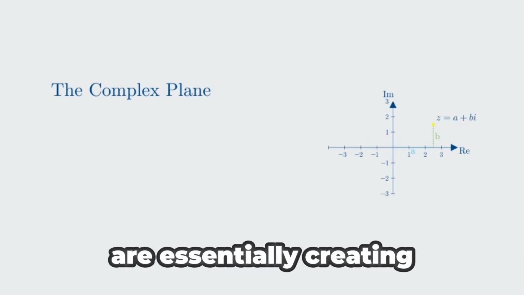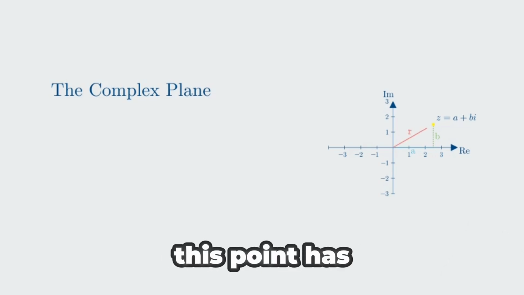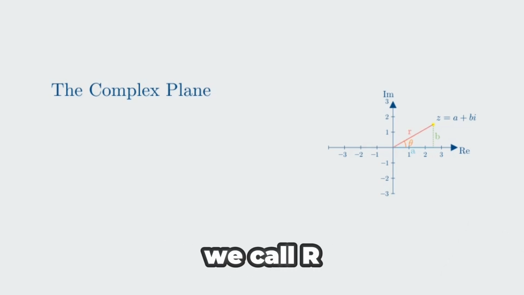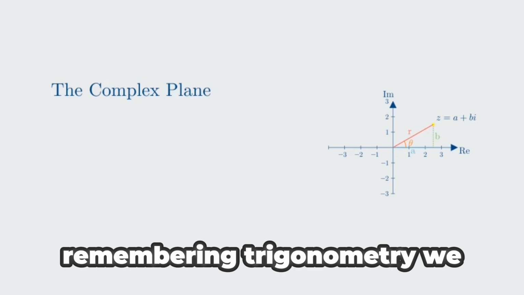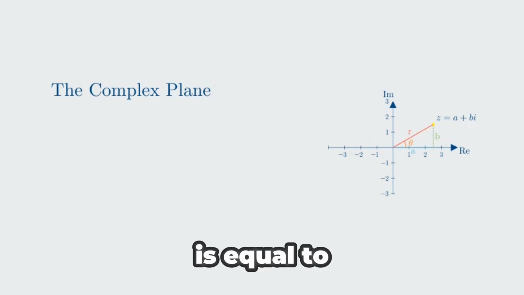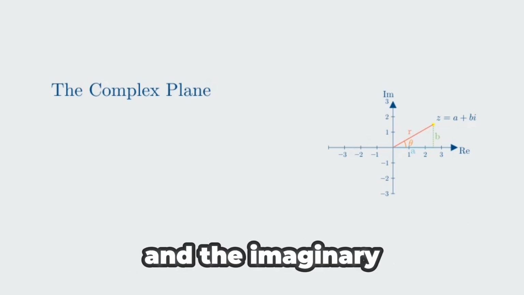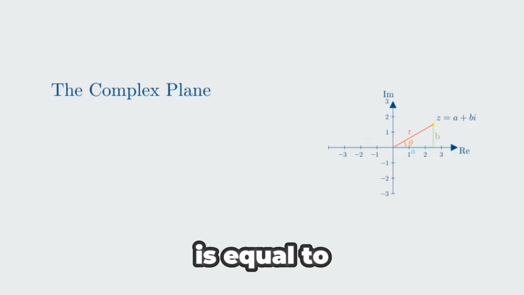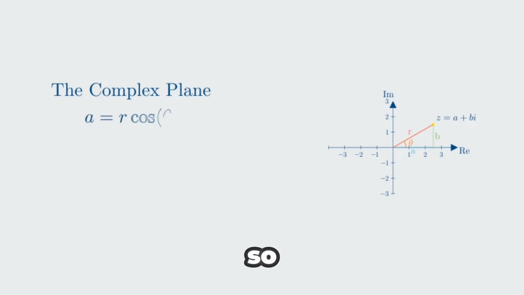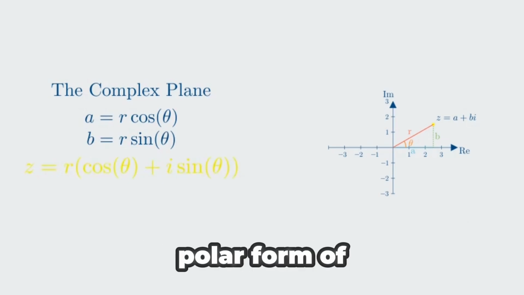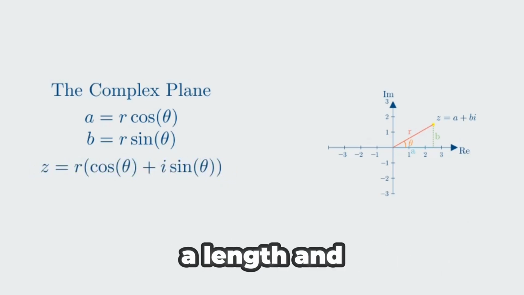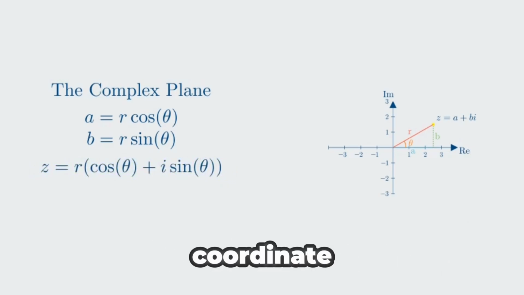Notice that we are essentially creating a point (a, b). This point has a length from the origin, which we call r. We can also describe it with the angle it makes with the positive real axis, which we call theta. Remembering trigonometry, we know that the real part, a, is equal to r times the cosine of theta, and the imaginary part, b, is equal to r times the sine of theta. So, our complex number z can be written as r times the quantity cosine theta plus i sine theta. This is the polar form of a complex number, describing it with a length and an angle instead of an x and y coordinate.